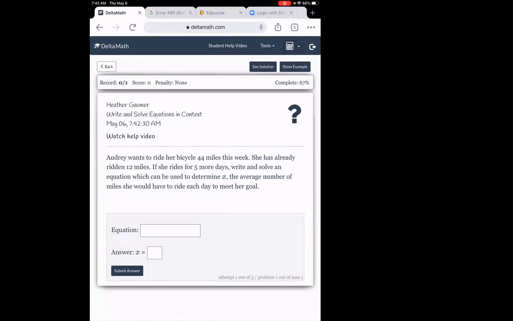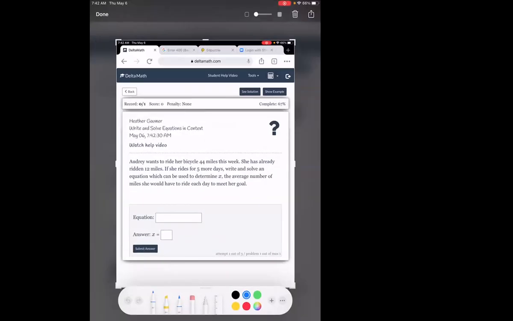We read the problem. Aubrey wants to ride her bicycle 44 miles. She's already ridden 12. If she rides for 5 more days, write and solve an equation. So this to me, I see right away as one of those tape models. Let me show you what I mean. Here's my box. It says she wants to do 44 total for the week. She's already ridden 12. And she's got 5 more days left.